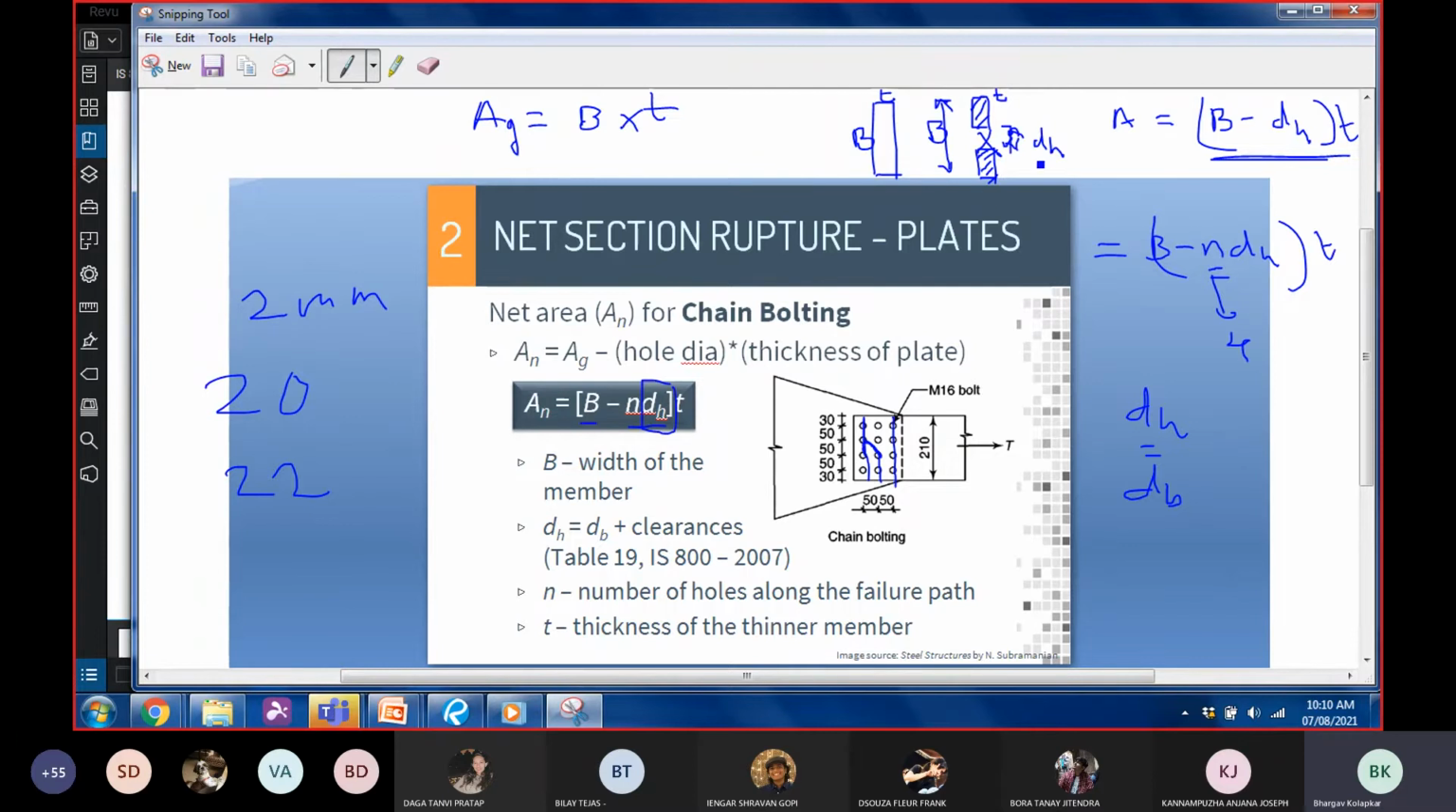Okay, so this is the diameter of hole. So (B minus N times DH) into T. Simple. See, if you're not understanding this, tell me right now, because we are going to take a step ahead and look at a more involved formulation of this. So if you do not understand this, right now is the time to stop me. Okay, I take it yes.